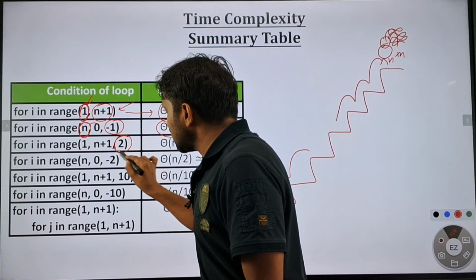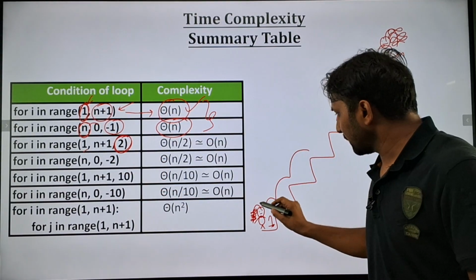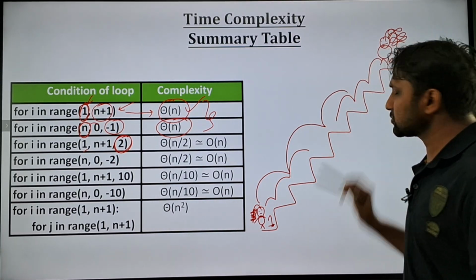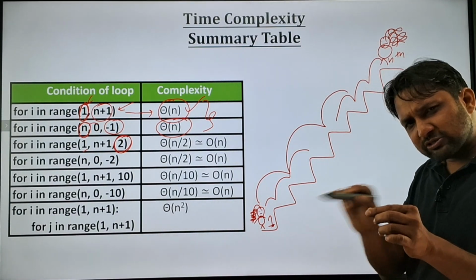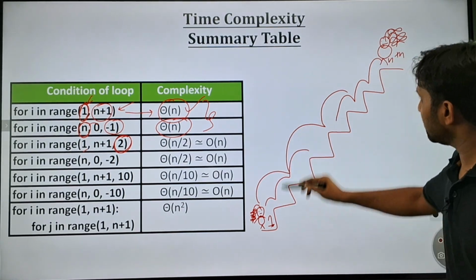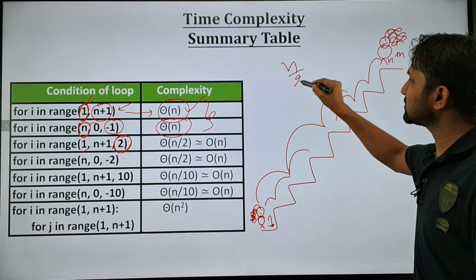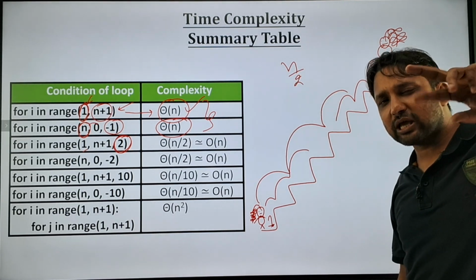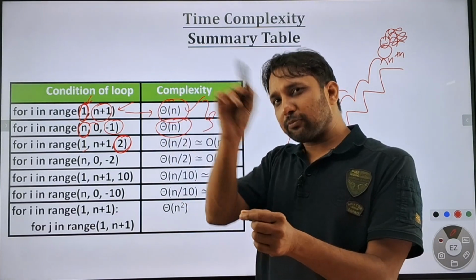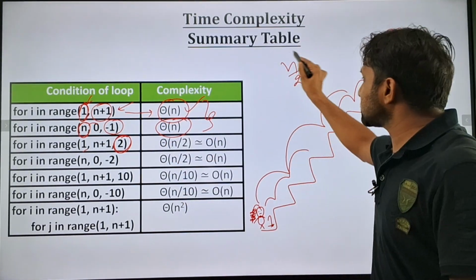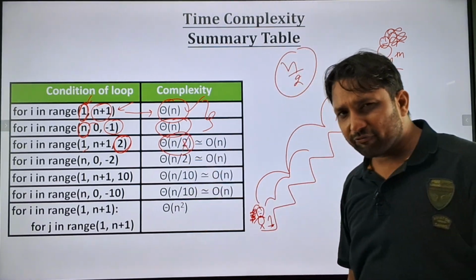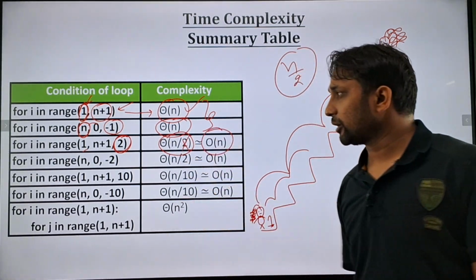If we are taking two steps, the girl starting from here takes 2 steps. One step she is jumping like a kid. In how many steps will she reach the top? N by 2, half the steps, because every time she is skipping one step. Taking two steps, skipping one, she reaches the top in n by 2. N by 2 is constant, remove that, so time complexity is n.